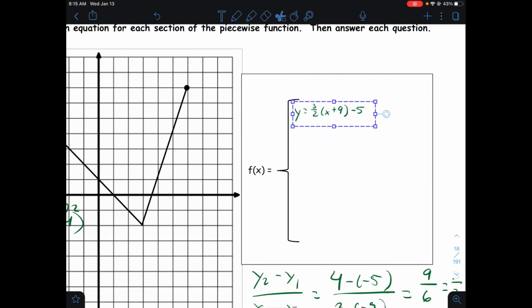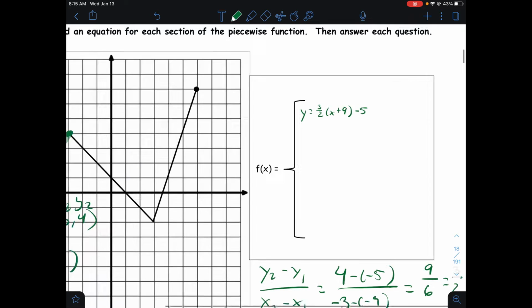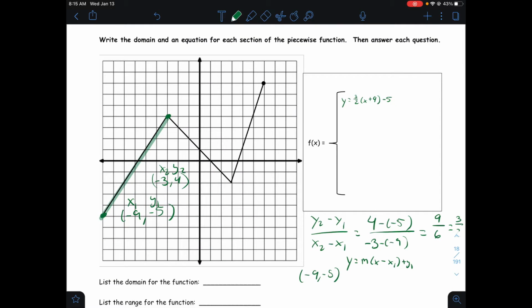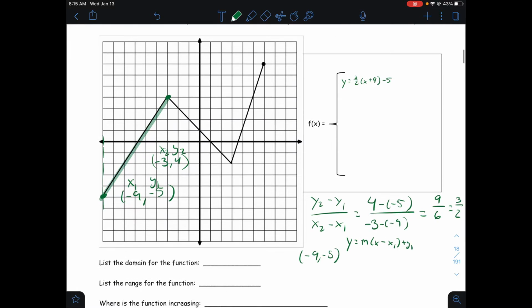Now, I'm not done in terms of that equation. I came up with the equation, but now I need to say, what x values is that good for? Look at where this equation begins. It starts here at x equals -9, and it ends at x equals -3. So this is going to be good for x values greater than or equal to -9 and good for x values less than -3. That is our first equation there.